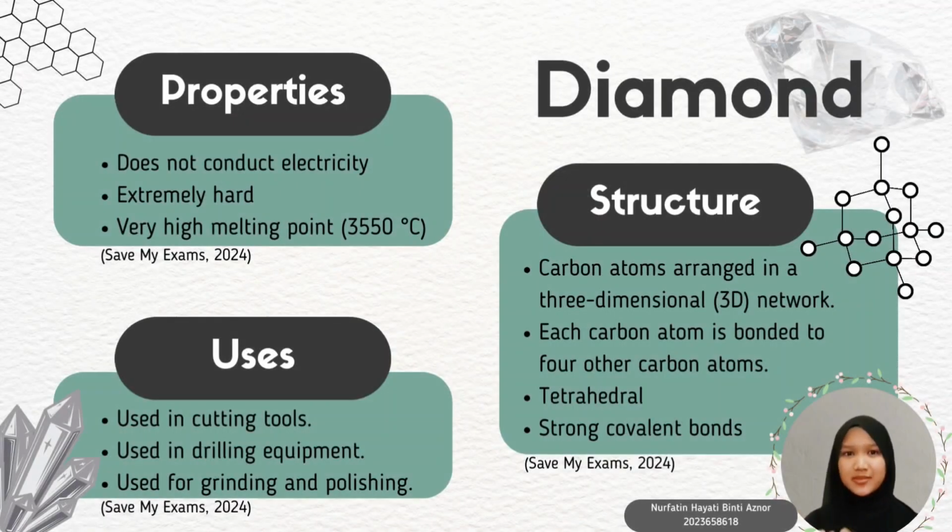So, what is the structure of the diamonds? Diamond has a 3D giant covalent structure and each carbon atom forms 4 strong covalent bonds with 4 other carbon atoms in a tetrahedral arrangement. This creates a rigid and continuous network of covalent bonds that extends throughout the entire crystal.